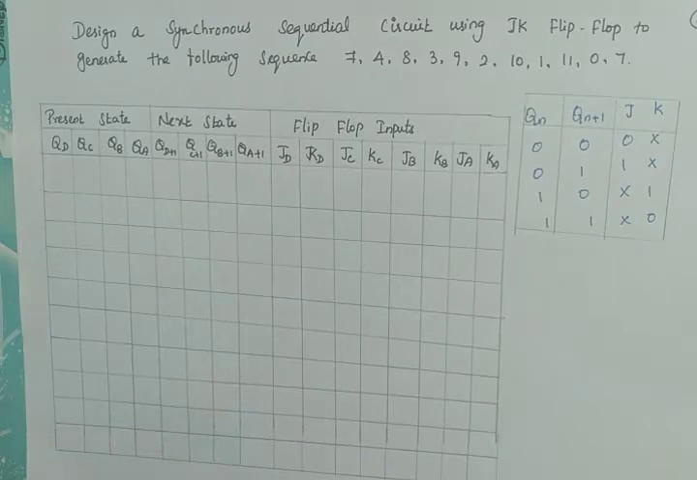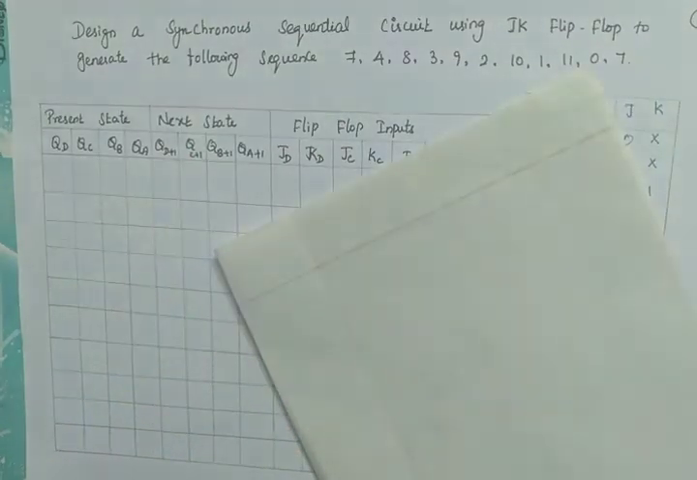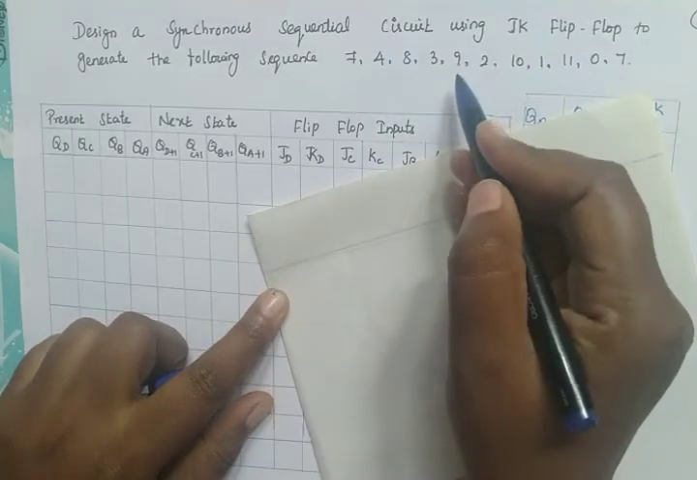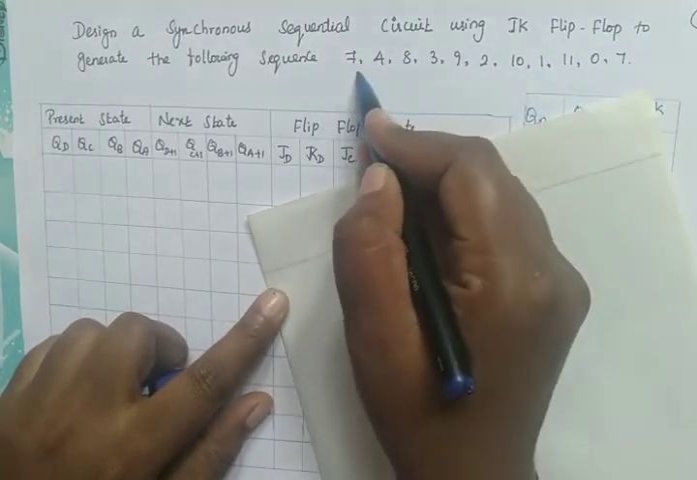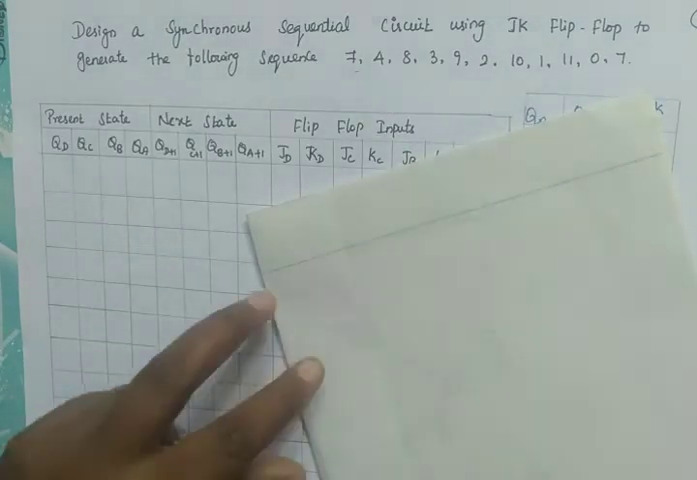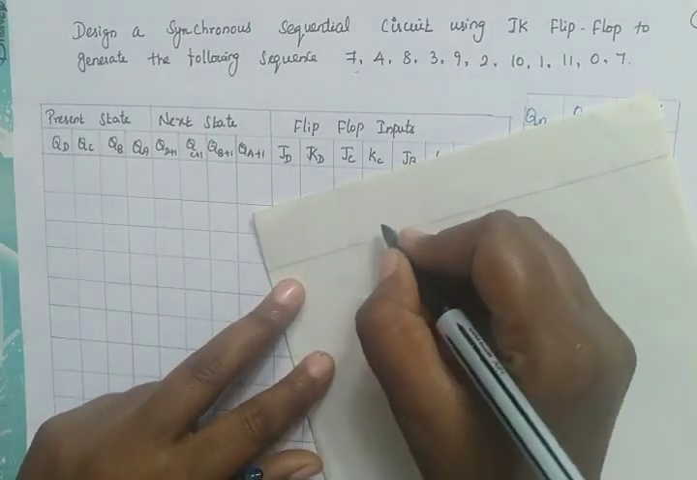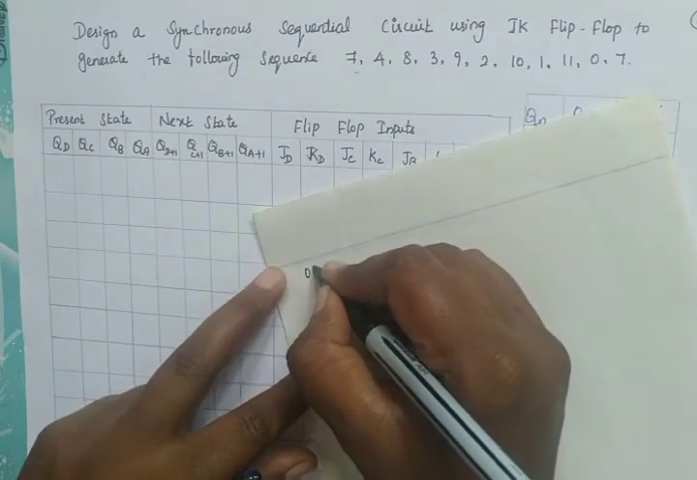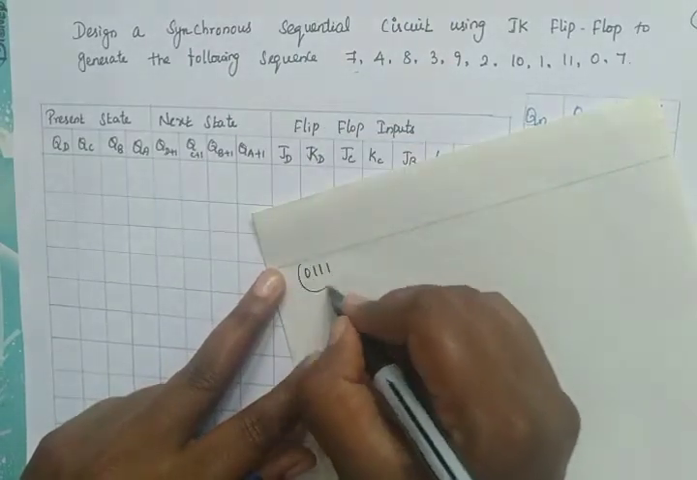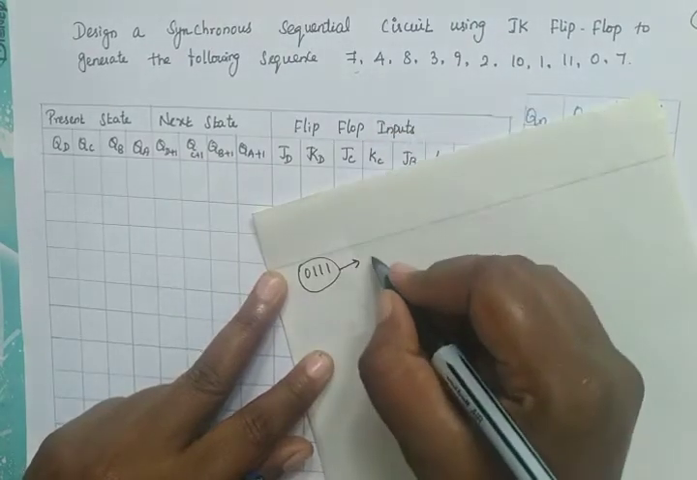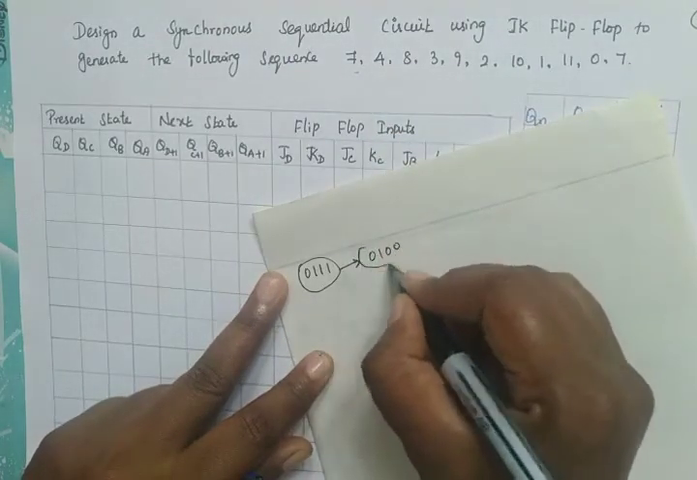First, we have to draw the state diagram. I already said how to draw the state diagram previously. Since we have numbers more than 7, it is understood that it is 4-bit, that is, we have to use 4 variables. The starting number is 7, which is 0, 1, 1, 1. And this 7 is going to the next state 4, which is 0, 1, 0, 0.